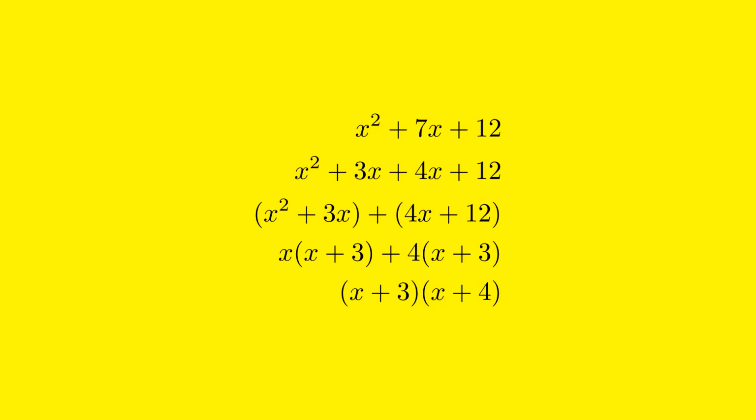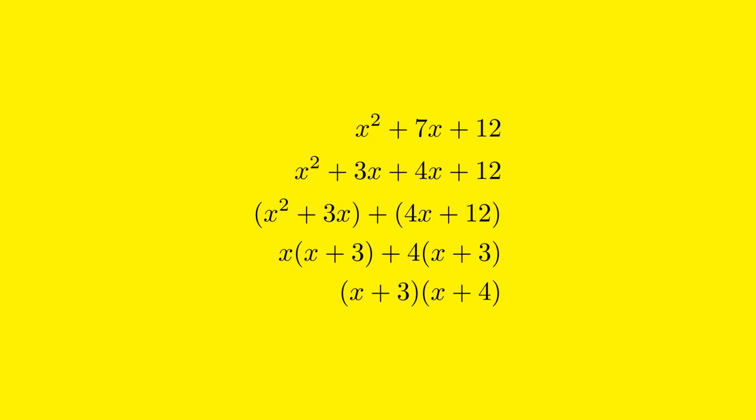Step 2. Now that we have rewritten the equation as x squared plus 3x plus 4x plus 12, the next step is to group the terms in pairs. We will group x squared plus 3x and 4x plus 12. This allows us to factor by grouping.